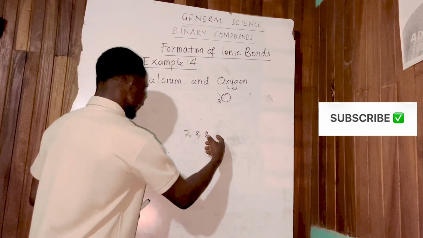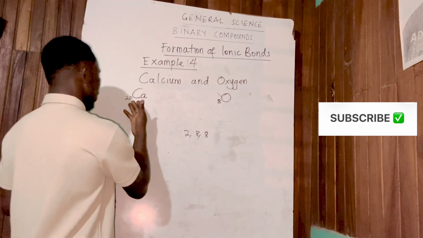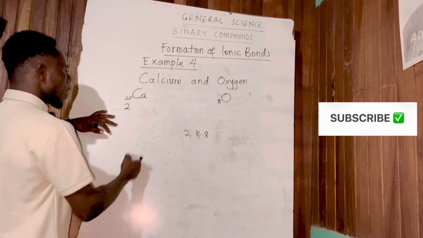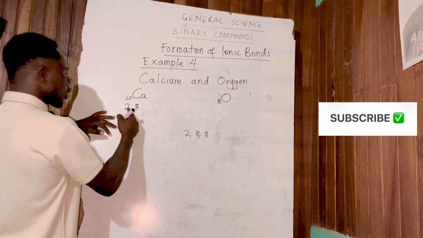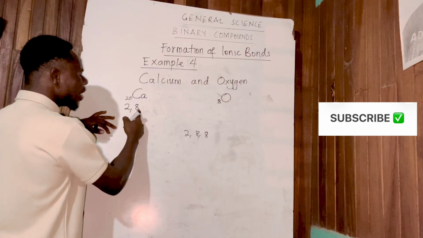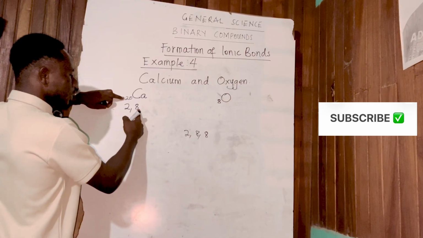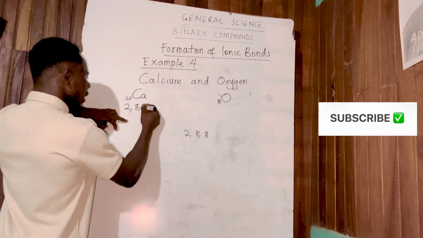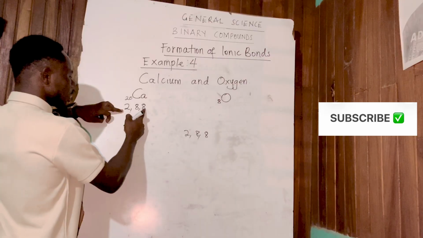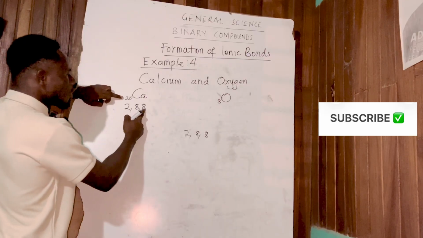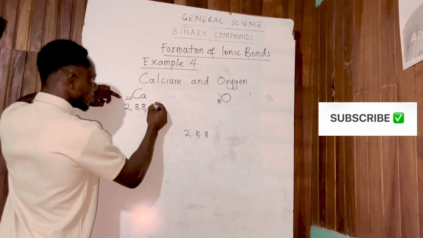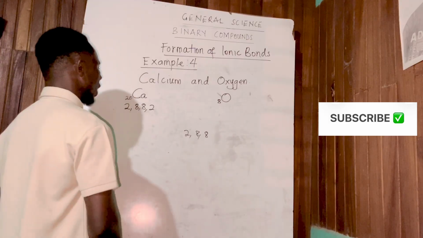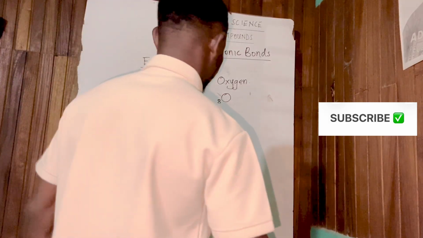Now, if you are writing the electronic configuration, let's take our calcium here. The first shell should take 2, the second shell should take 8. 2 plus 8 is 10. How many more is needed to obtain 20? That is 10 more. So the next shell should also take 8. 2 plus 8 plus 8 is 18. How many more is needed to obtain 20? 2. So this is the electronic configuration of calcium.